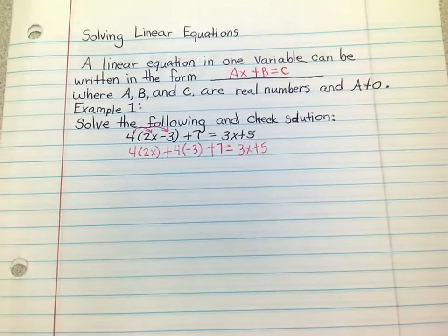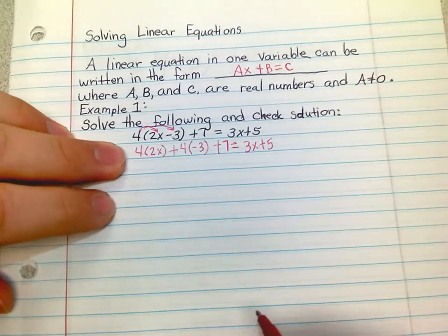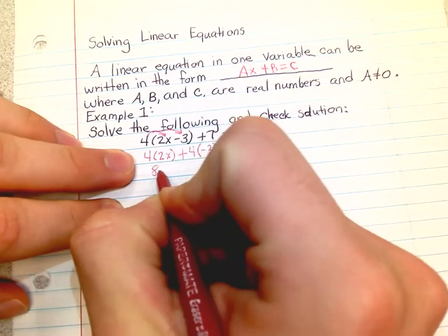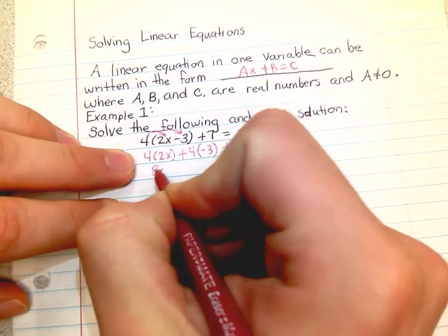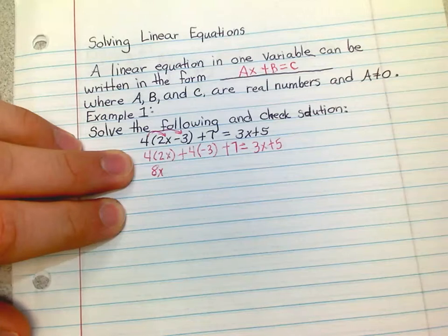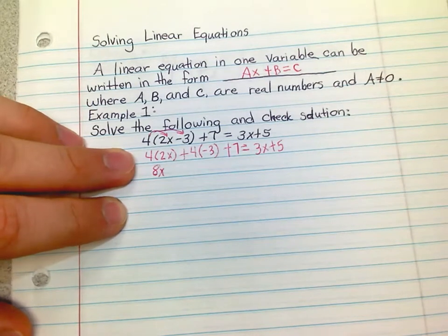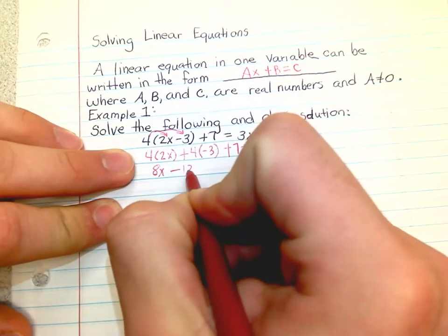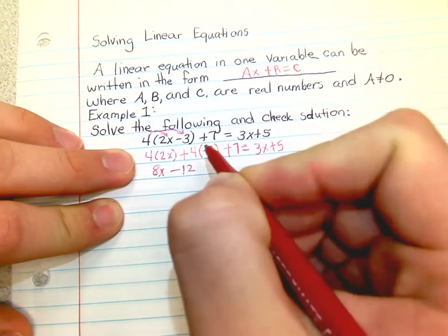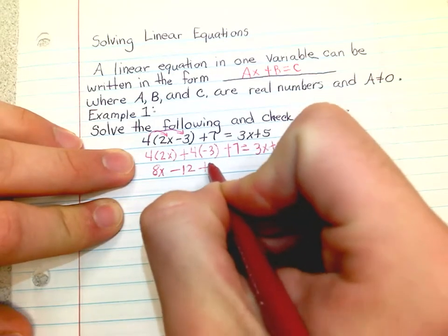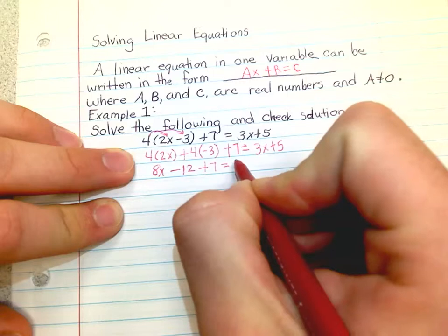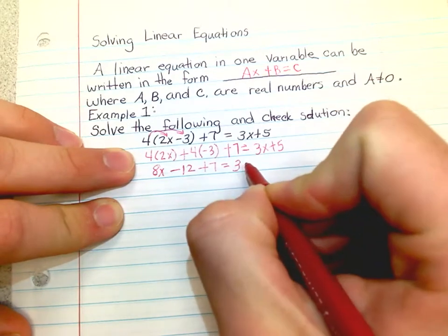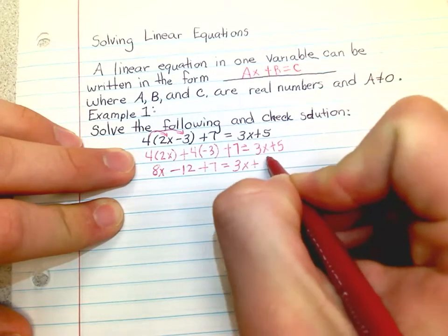So now let's make the next step, go through and simplify. So 4 times 2x will give us 8x. 4 times a negative 3, a positive times a negative gives you a negative, so we're going to have a negative 12. Bring that positive 7 on down, we haven't done anything with it, or this stuff on the right side of the equation. So we're just bringing stuff down.